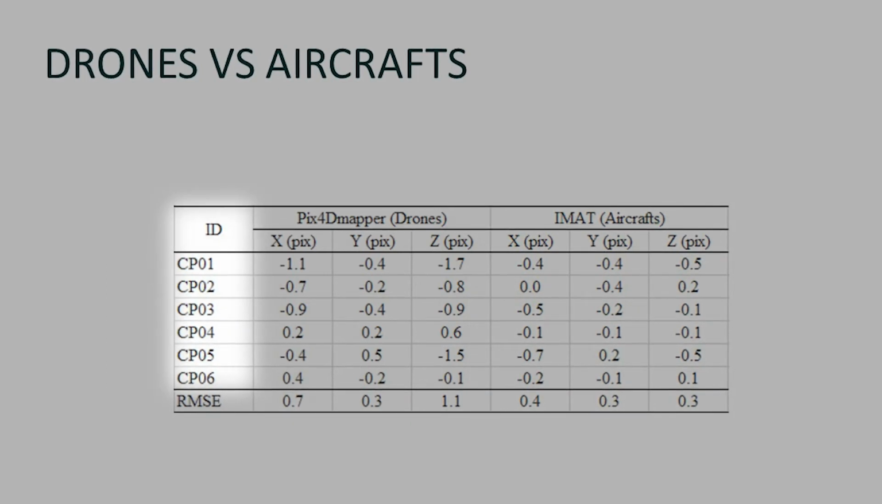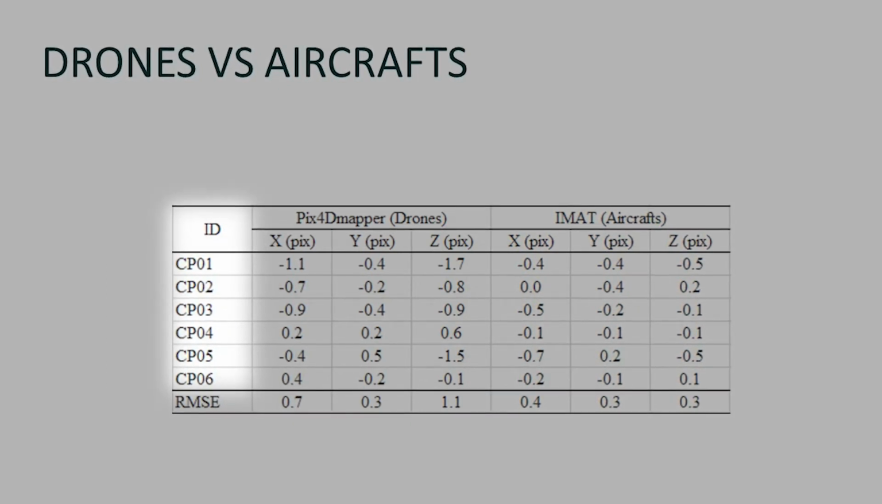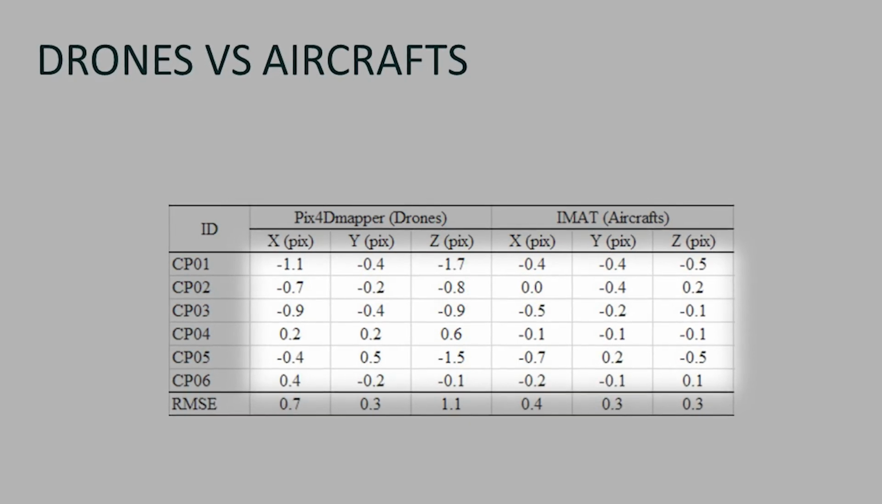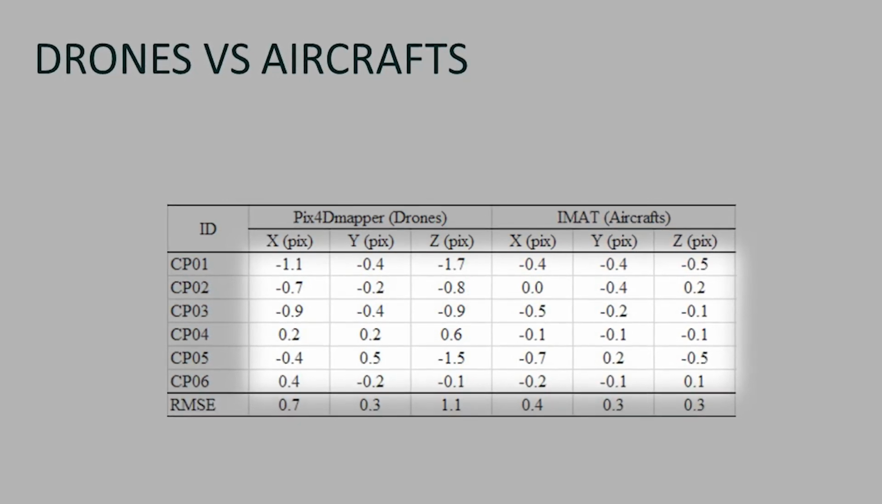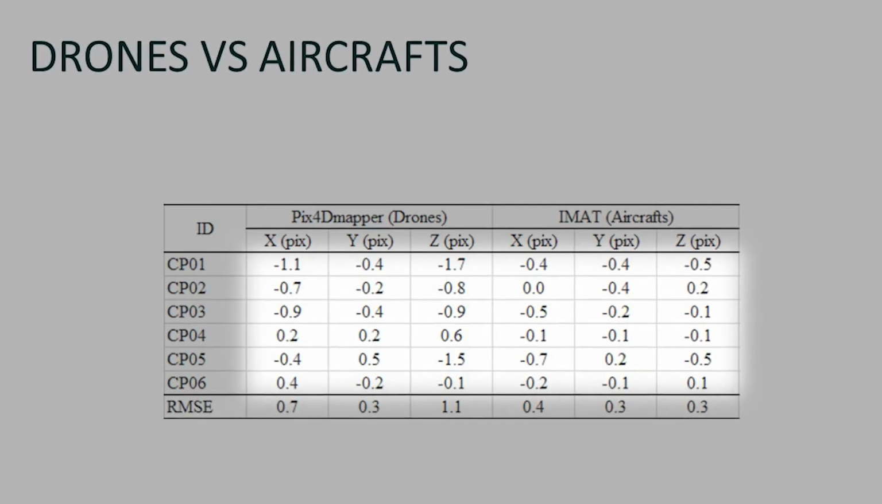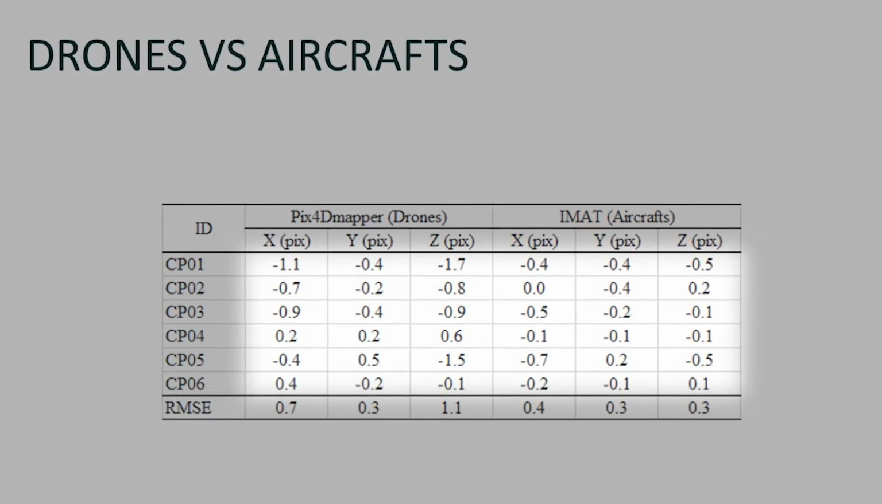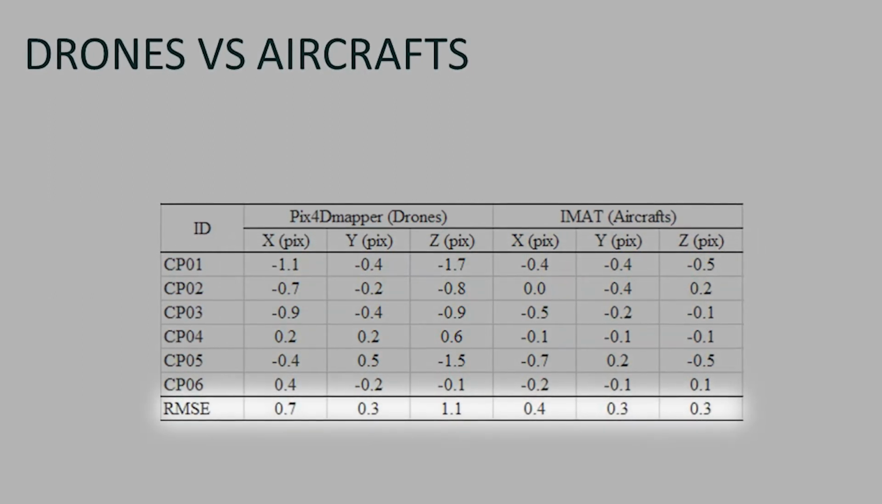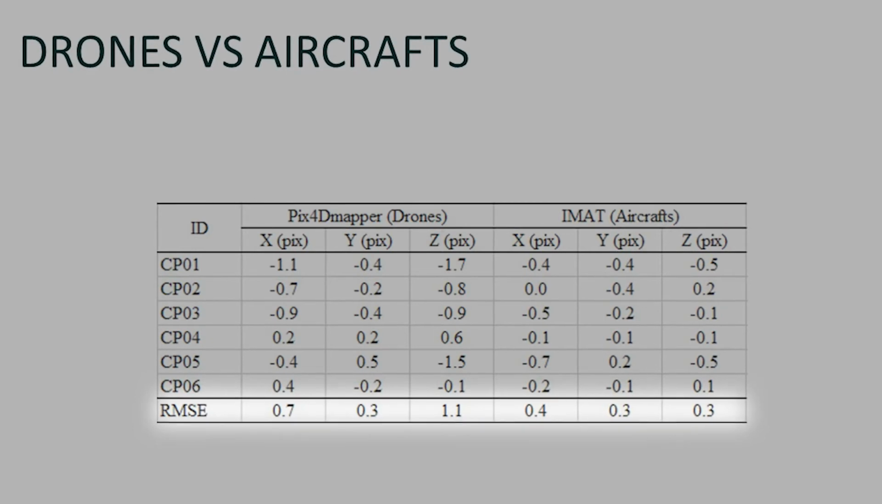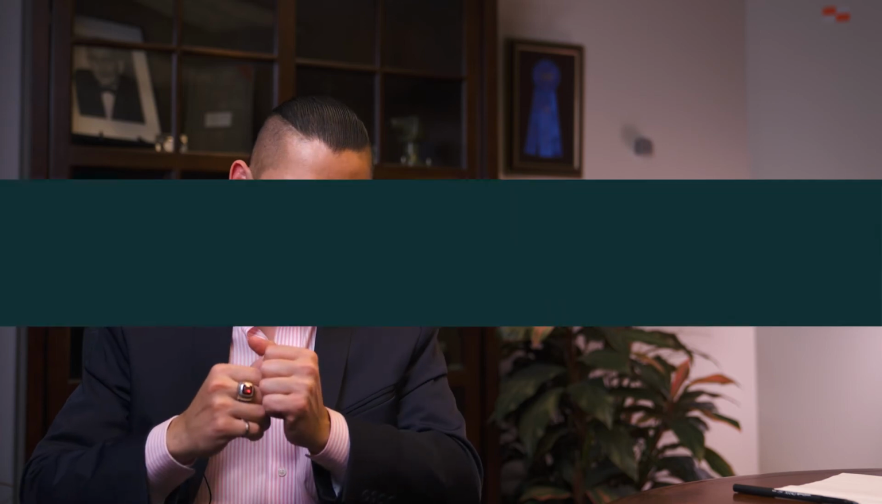Next to each CP or checkpoints, which we have previously discussed, we have the difference between the value determined on site and the value determined from the images. A value of 0 would be ideal and it would mean a perfect match with no errors. At the bottom, you can see the root mean square error, which is kind of an average for each coordinate. Here our goal is to determine if drone software can achieve the same results as aircraft software.